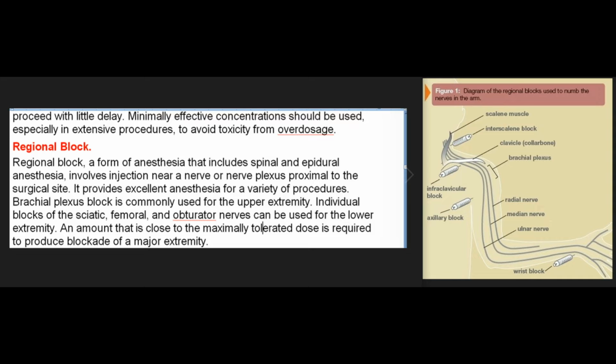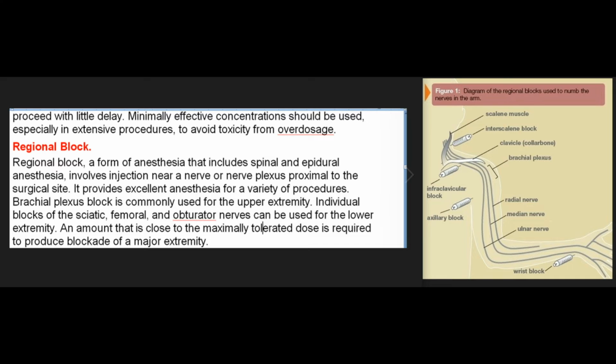Regional block. Regional block, a form of anesthesia that includes spinal and epidural anesthesia, involves injection near a nerve or nerve plexus proximal to the surgical site. It provides excellent anesthesia for a variety of procedures. Brachial plexus block is commonly used for the upper extremity. Individual blocks of the sciatic, femoral, and obturator nerves can be used for the lower extremity.